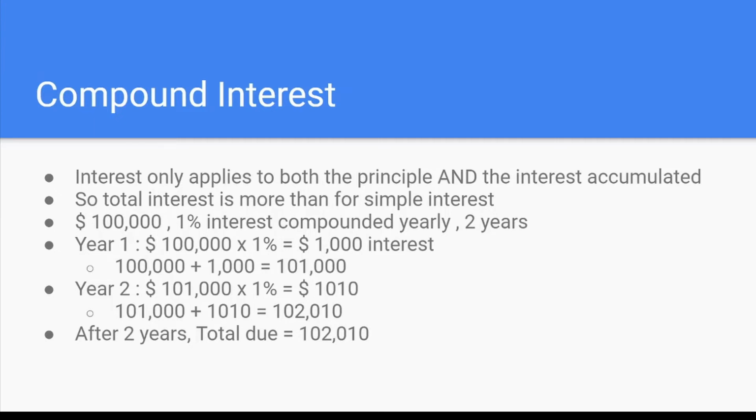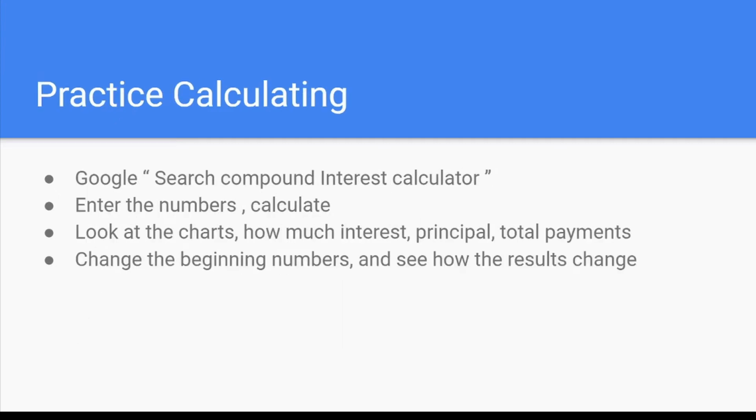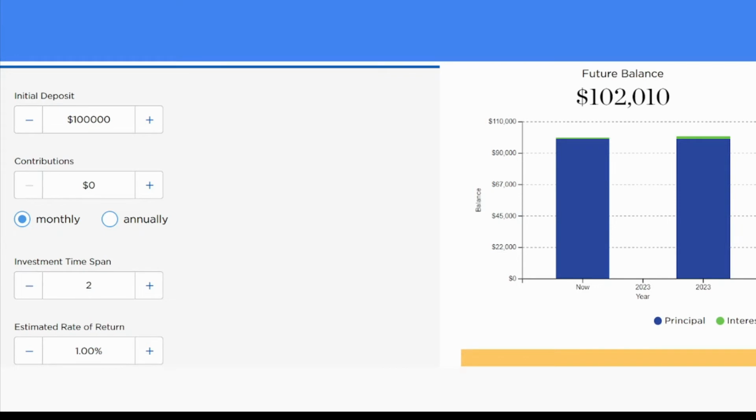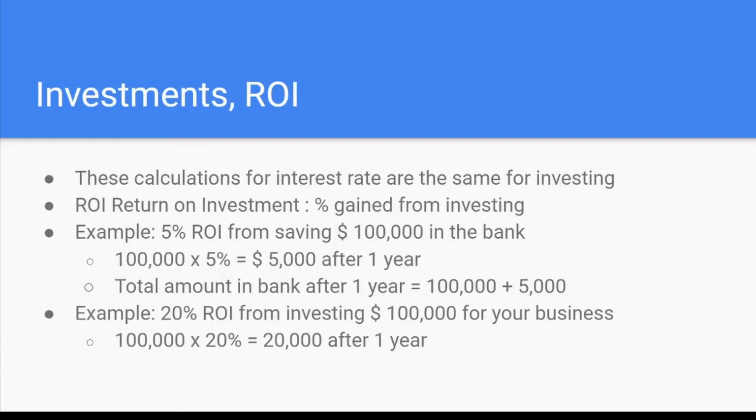So after 2 years, total pay is $102,010. So let's practice calculating. Google search compound interest calculator and play with the numbers and see how the results change. Here's an example, and you'll see 100K with 1% interest for 2 years will total $102,010.